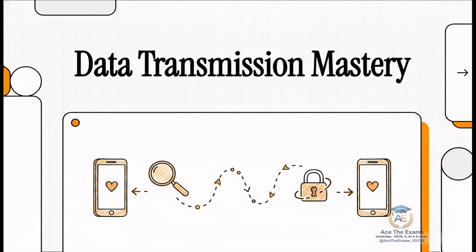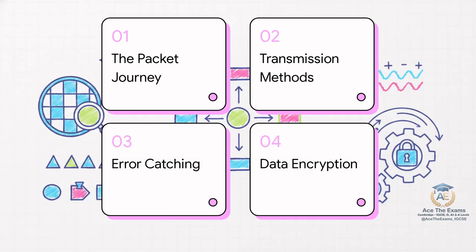In this explainer, we're going to break down the exact journey of data from sender to receiver. We'll decode how it travels, how we spot mistakes along the way, and crucially, how we keep it safe from prying eyes. To help you mentally organize all these complex networking concepts for your exam, here's our roadmap. First up, we're looking at the data packet journey. Second, methods of transmission. Third, catching transmission errors. And finally, securing data with encryption. Let's get right into it.